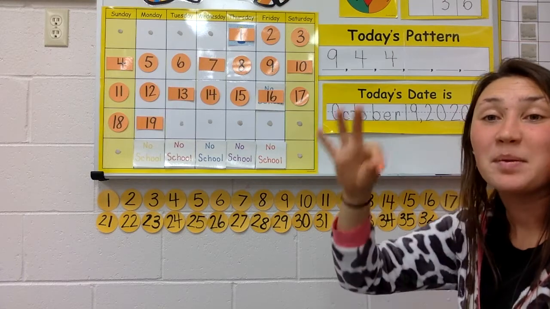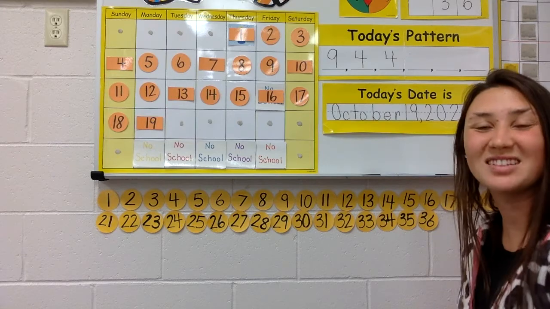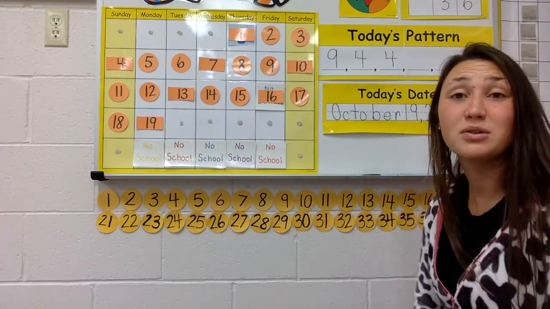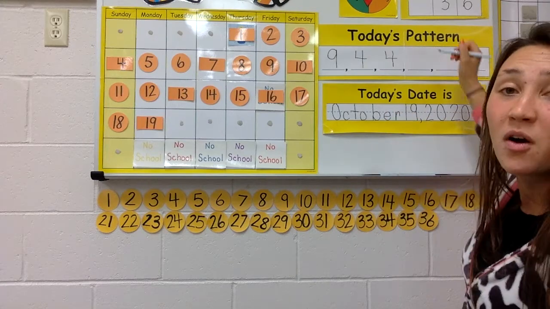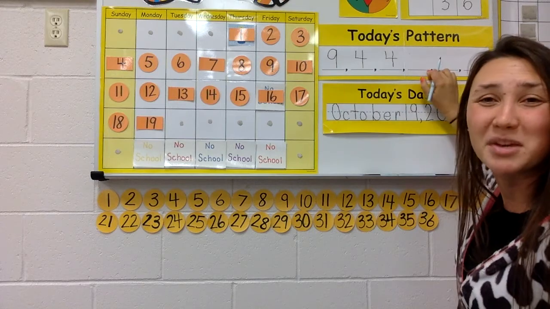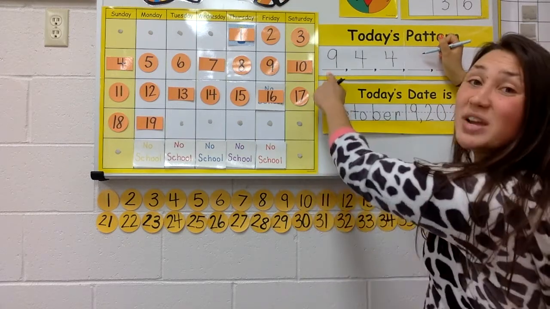This would be an ABB pattern because it has that repeat of the 4, right? We say it twice. So let's finish our pattern. You can write this on your whiteboards too if you want to finish it with me. What would come next in our pattern of 9, 4, 4? What would come here? Yep, we'd be back to the beginning, so we'd have a 9.